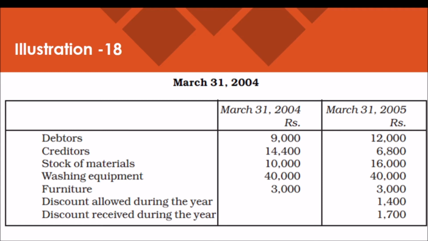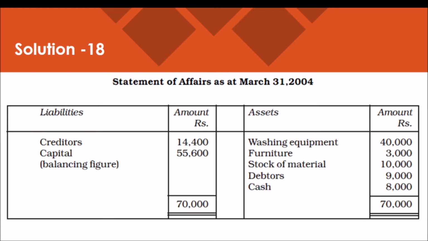So you know very well, in the last video lesson we learned how to prepare the statement of affairs for the calculation of opening or closing capital. So let us look at the statement of affairs. It will include all the opening values: washing equipment 40,000, furniture, opening year values are already taken. No need to consider the closing value, only opening year values are taken. Stock, opening stock 10,000. Debtors, also the opening value 9,000. Cash, the opening value from the summary of cash 8,000. Creditors opening value 14,400.